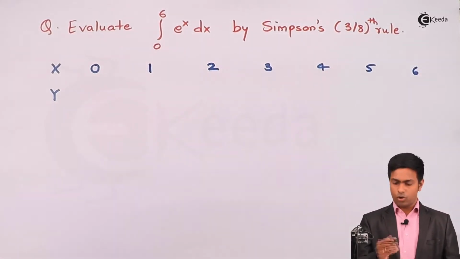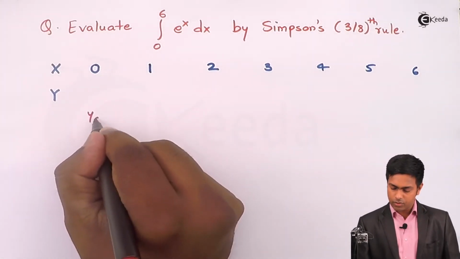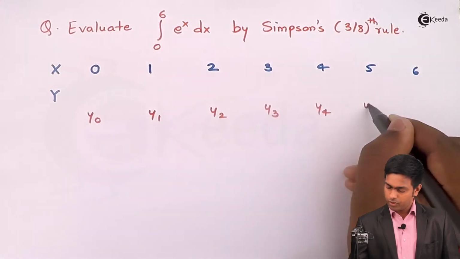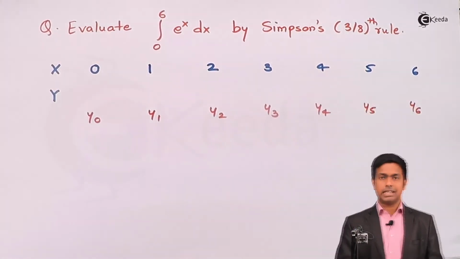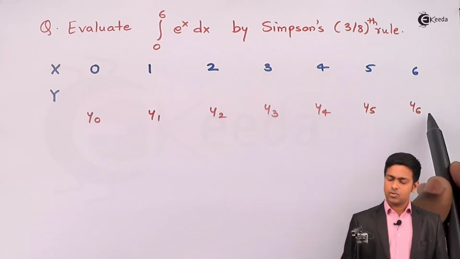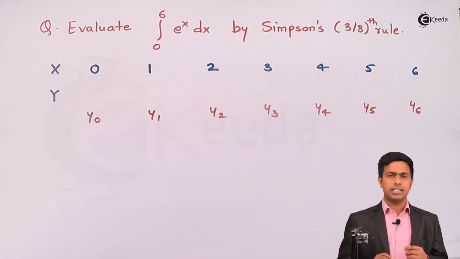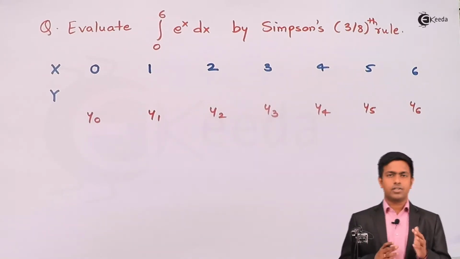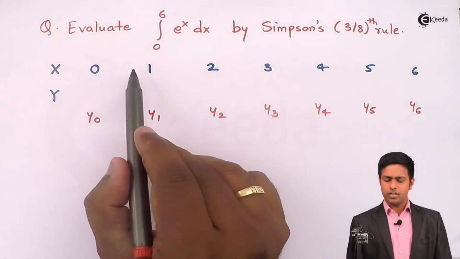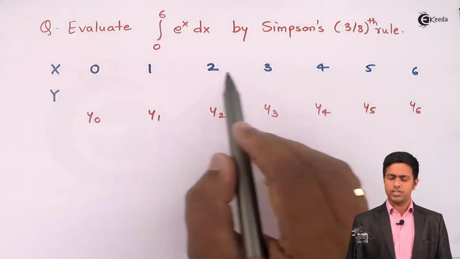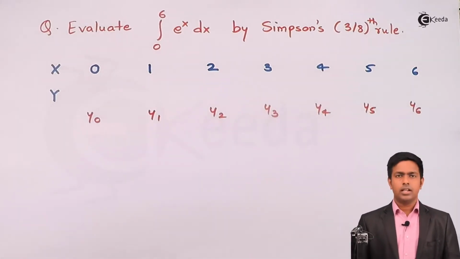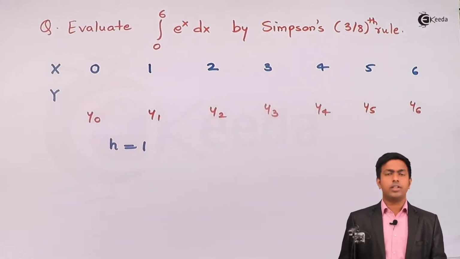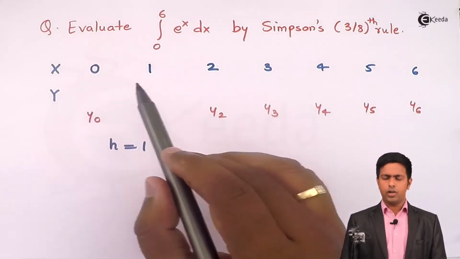By doing this you can observe that I am getting the first value as y0, then y1, y2, y3, y4, y5 and y6. As I said, for Simpson's 3/8 rule the last value must be a multiple of 3, and I am getting y6 where 6 is a multiple of 3. So it means I have taken the right subintervals, and also the difference between any two consecutive values is constant and equal to 1. So here I would say that h equals 1.